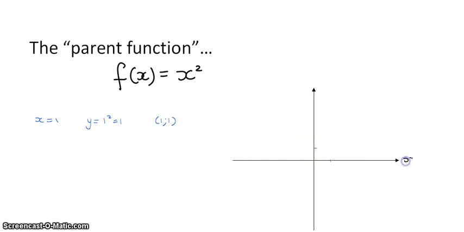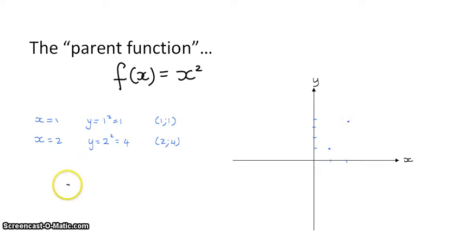This is just a rough sketch, but the point we're plotting is 1 for x, 1 for y, so it's about there. I want another point to get more of a picture, so what if we had an x coordinate of 2, then the y coordinate will be 2 squared, obviously that's 4, and so the point we plot is 2, 4. Okay, again remember this is a bit of a rough sketch.